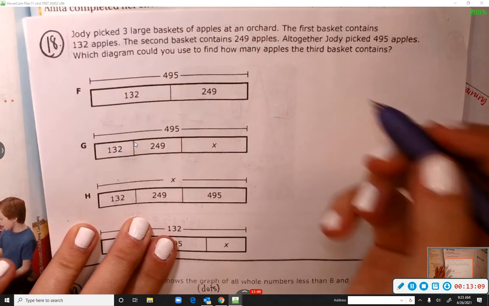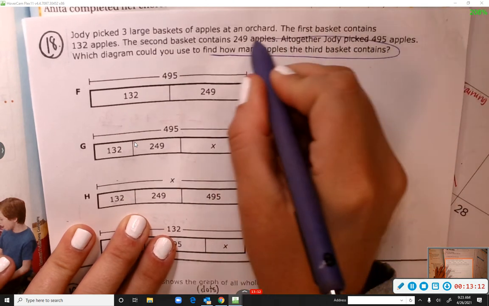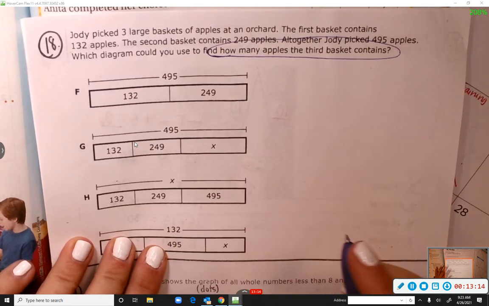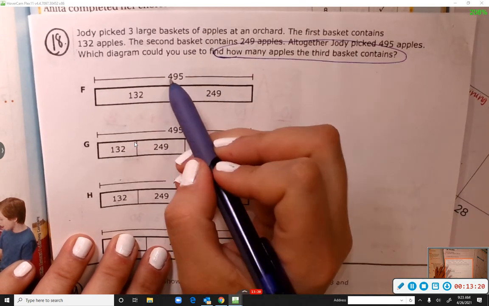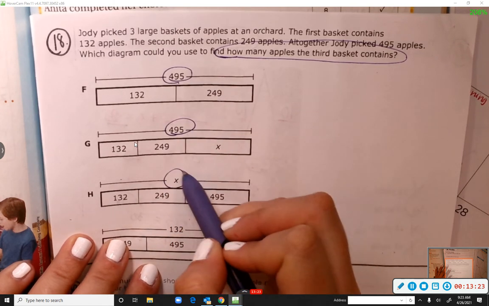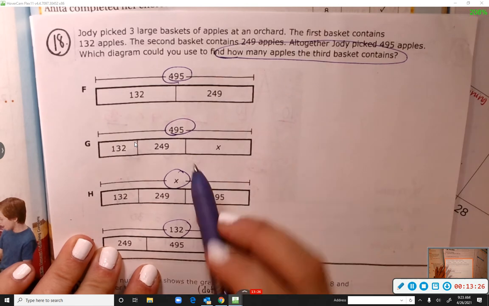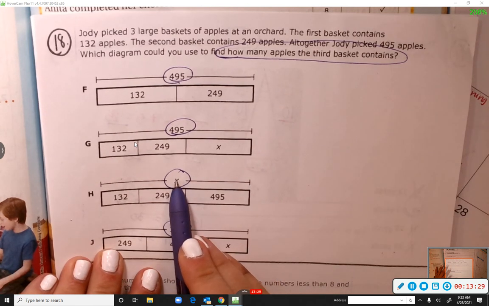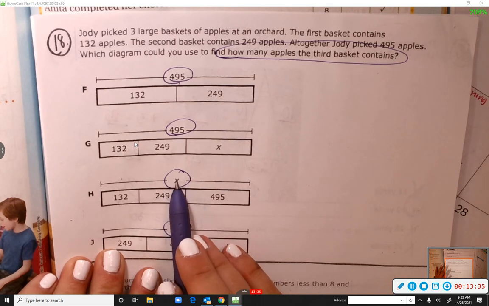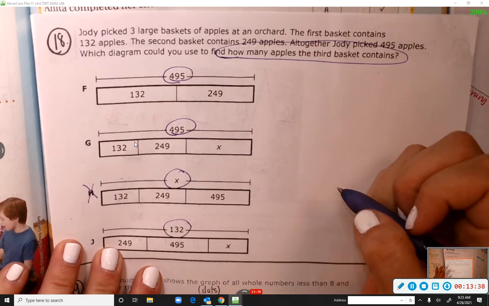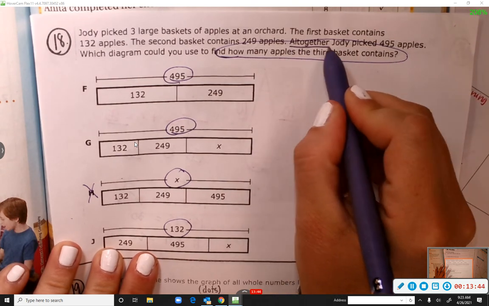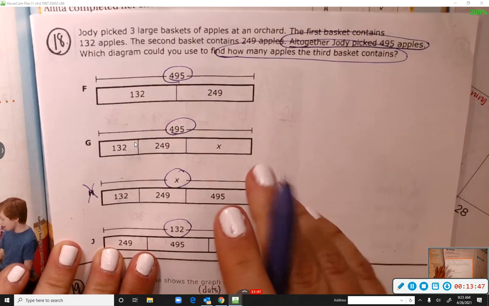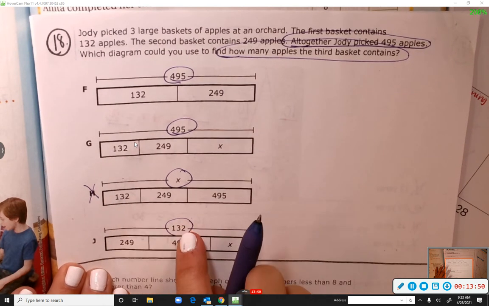Okay? We are looking for how many apples the third basket contains. Are we looking for the total amount of apples? No. Okay? What does this number up top represent? The total. Well, we can't say that X needs to go up there because that's not the number we need to find. Right? That's not the missing number. What was the total? 495. Yes. Because it says altogether, Jody picked 495. That's your total. So I know it can't be J either because it has 132.